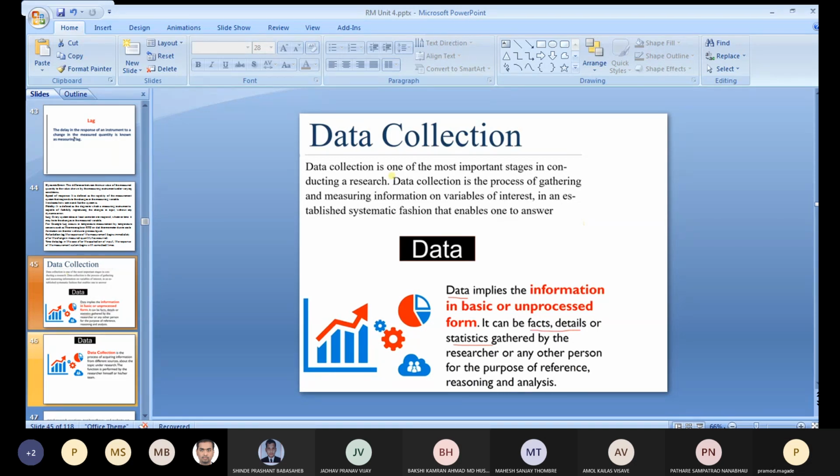So likewise, I told you the four things. First is qualitative data, quantitative data, primary data, secondary data. One by one we'll see. So before that, just write down the definition which is mentioned on the slide. So data collection, just write down.